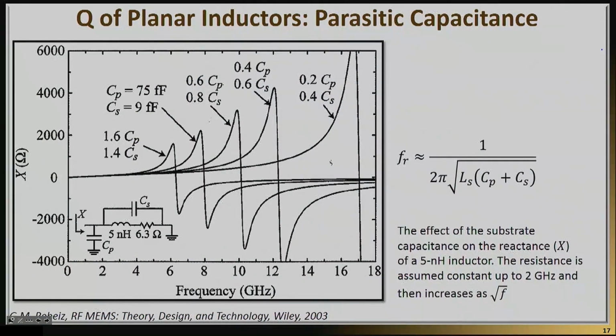The same information is shown in this graph, where here I'm showing you the reactance instead of the Q. So this is the X of the inductor. And you can see again what I mentioned before, that as you are decreasing your capacitances, let's say by 80 or 60%, you're shifting the resonant frequency to much higher frequencies and the value of the X.